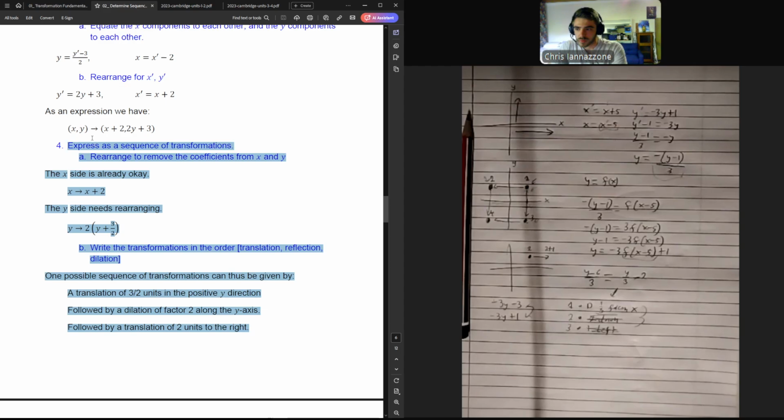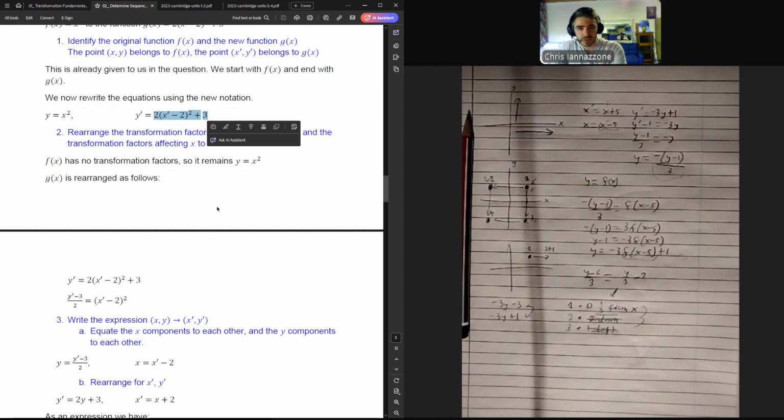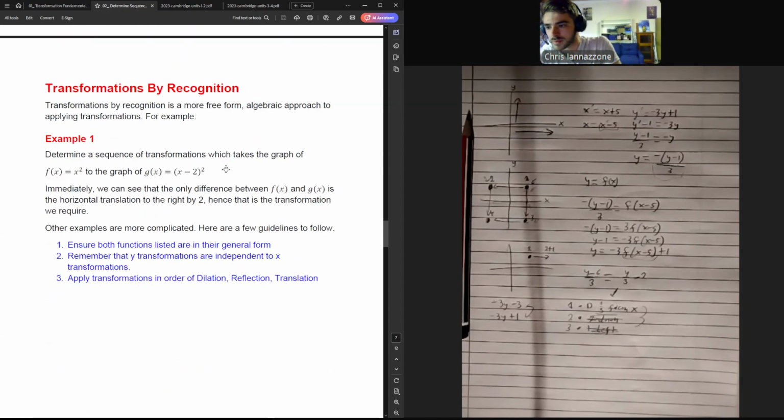This I recommend for the tougher ones. When you start seeing a whole bunch of transformations all in the same thing, it can be difficult to figure out what the order is if you're doing it by recognition. What does by recognition mean? Well, that's what this stage of the lecture is going to be about, as I grab another sip.